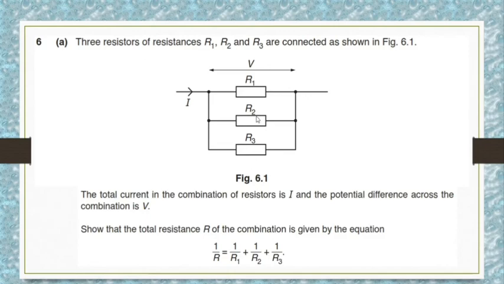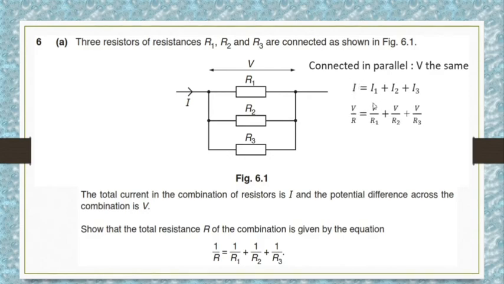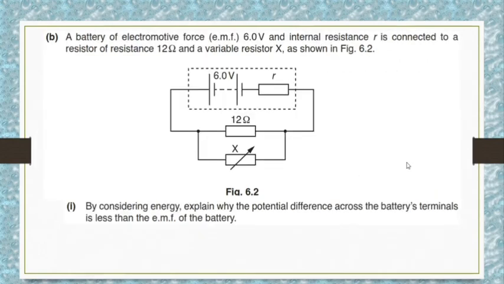So we will start from this, connected in parallel. V is the same. Current is divided into 3. So total current will be I1 plus I2 plus I3. And I is V over R. V over R equals V over R1 plus V over R2 plus V over R3. They all have the same V, so we can divide this by V and we will get that equation. 1 over R equals 1 over R1 plus 1 over R2 plus 1 over R3.